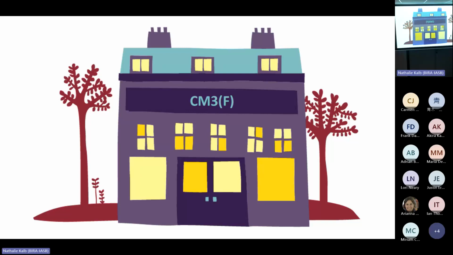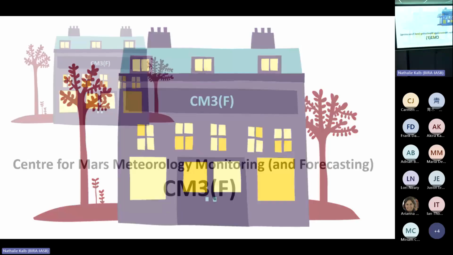So let's suppose in the future, maybe not far future, but at least in the future, that we have more observations coming. We have these constellations in place, multiple information coming from different spacecraft, and we have to integrate all this into a high level product that is useful for the community. What I think we need at that point would be a CM3F. What is a CM3F? Okay, let me show you.